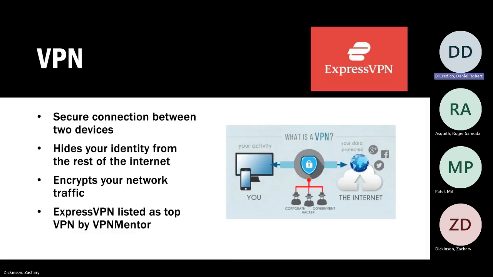So the first measure I'm going to be talking about is VPNs. A VPN is a secure connection between two devices, and it also encrypts your network traffic to help hide your identity from any potential threats or malicious actors on the internet. A specific VPN solution that is top ranked is ExpressVPN. This is one of the more well-known VPN applications you can get off of the App Store. And the way it works is simply just paying for a monthly subscription in order to use their service, and you can use it wherever and whenever.